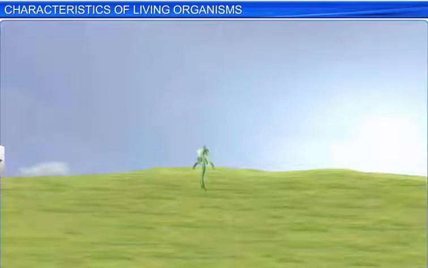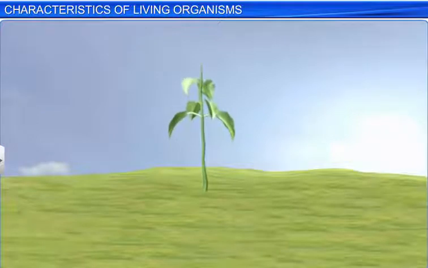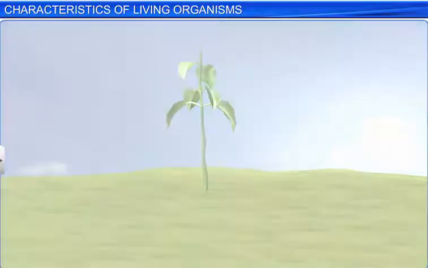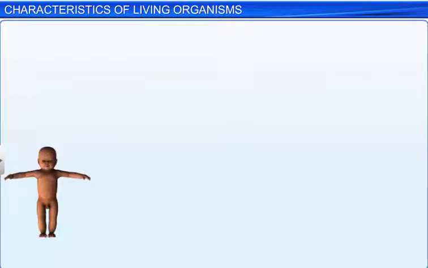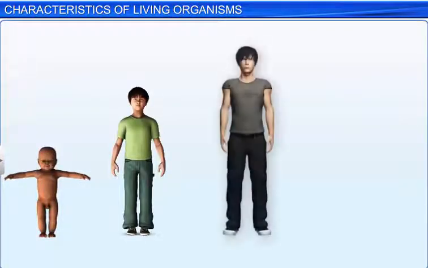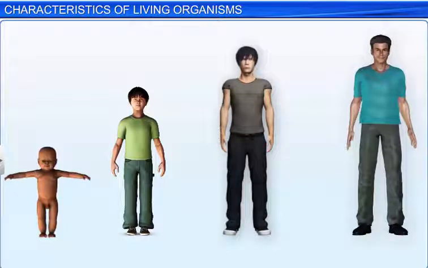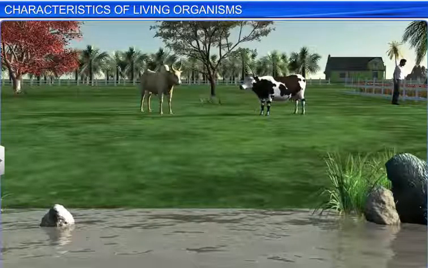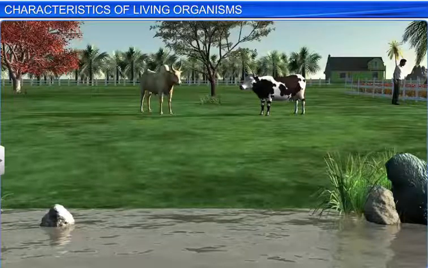Interestingly, plants grow through cell division throughout their lifespan, while animals, including humans, grow up to a certain age. After that, cell division occurs only when the body has to replace lost cells in certain tissues. However, everything that grows cannot be said to be a living organism.